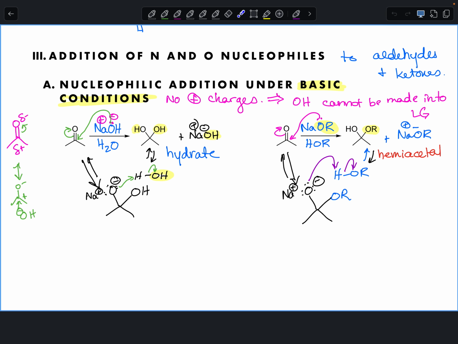And I just said a second ago, this has a resonance stabilized form where the lone pair on the oxygen comes down and forms a pi bond. So that's a resonance form. You don't have to draw it, but you can. Understanding it's there is the most important thing.